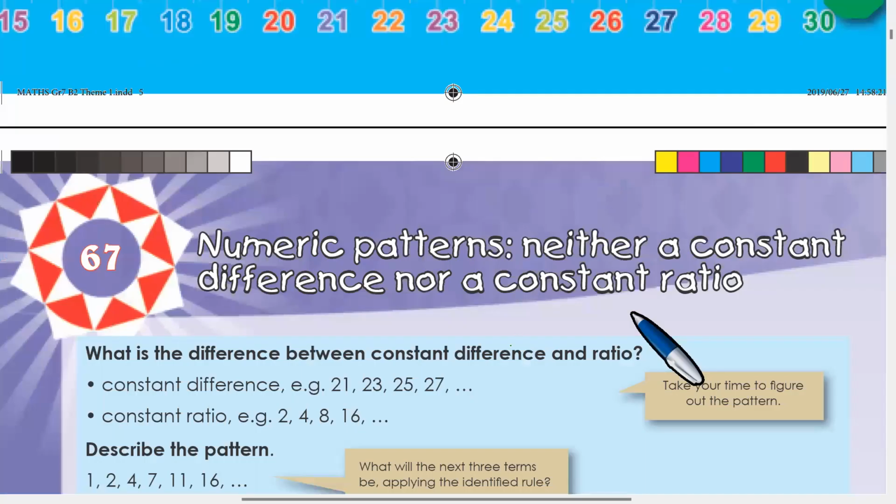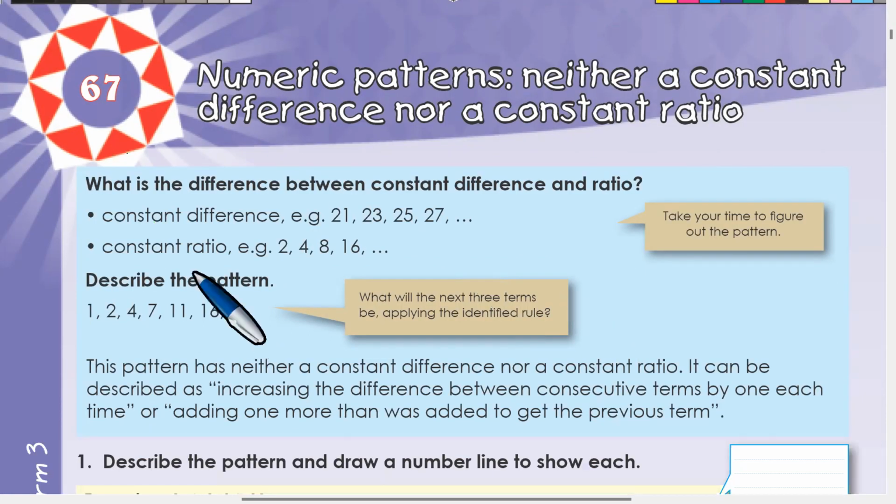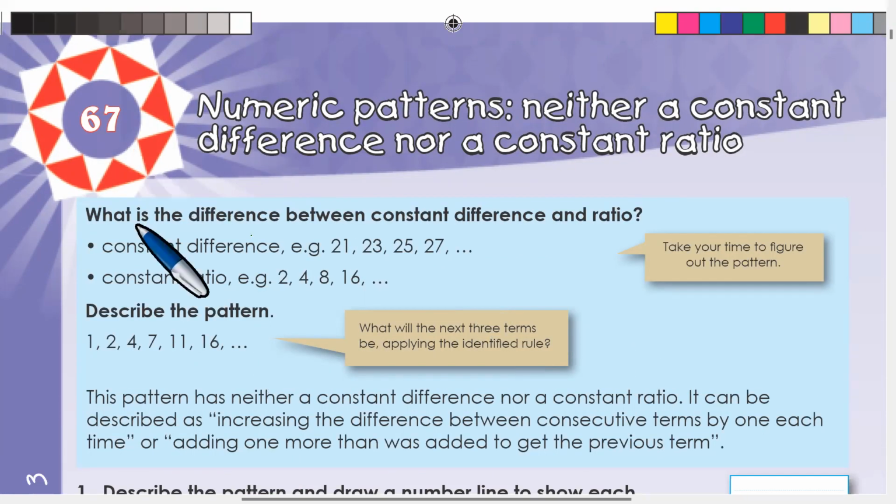Okay, there are certain things that are called numeric patterns. Neither a constant difference nor a constant ratio. There are some of these patterns, like in unit 67. What is the difference between constant difference and ratio? The constant difference, for example, we saw that if you have 21 to 23, you are adding 2. And here we have the constant ratio, where you keep multiplying by 2 throughout.